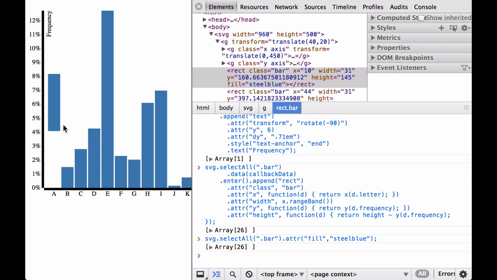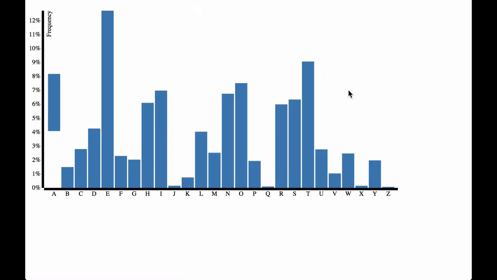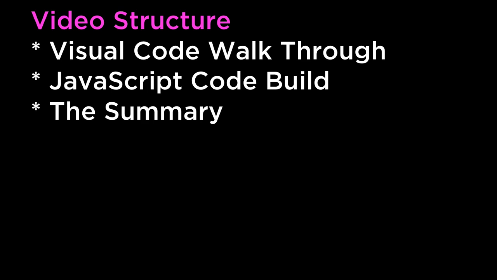And there we go. We have the finished bar chart. Let's close the Chrome Developer Tools to get a better look. You can see the full picture. The only difference between this and the example was the styling applied to various DOM elements. And with that, we built the basic bar chart. We used data served from a web server and processed it through an asynchronous XHR call provided by the d3.tsv type-specific method. The summary. This video provided a visual code walkthrough, a JavaScript code build, and the summary.